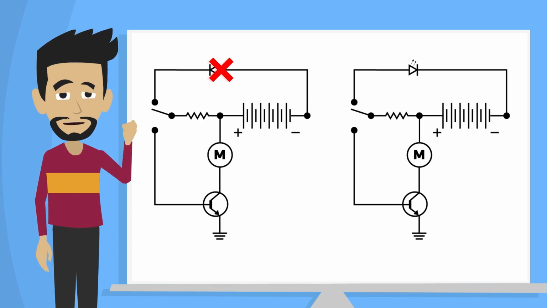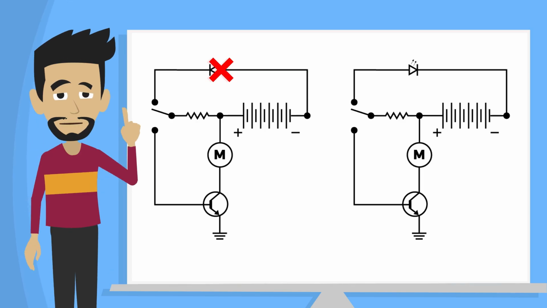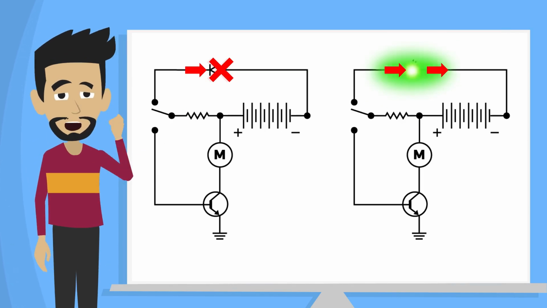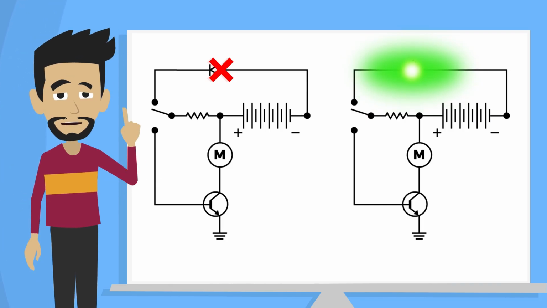Let's go ahead and build the circuits and check our answer. Were you correct? If you guessed the one on the right side, then yes, you were. The LED is pointing in the right direction, which means the current can flow through and the LED is going to light up.